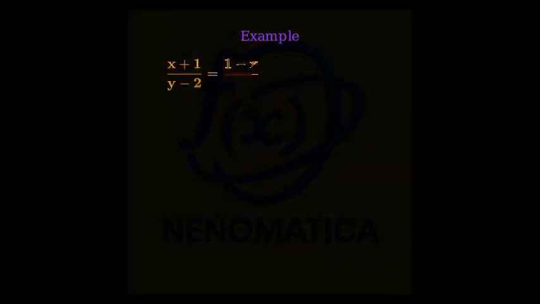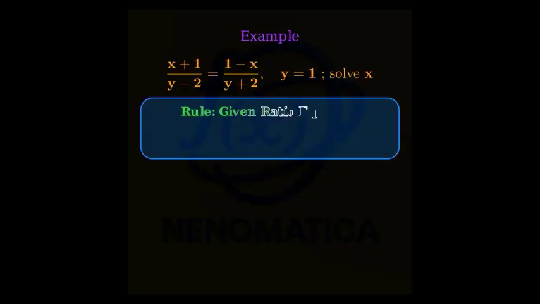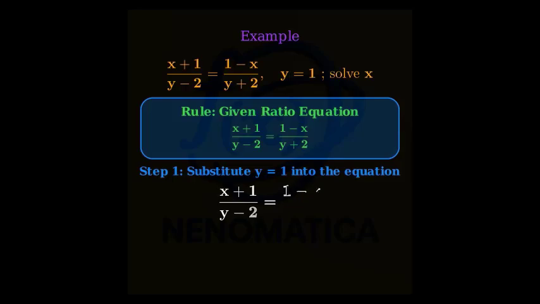Example. We will solve the ratio equation from the image exactly as written and follow the same step order. Our given information is y equals 1, and the ratio (x plus 1) over (y minus 2) equals (1 minus x) over (y plus 2). Step 1. Substitute y equals 1 into the given ratio equation.